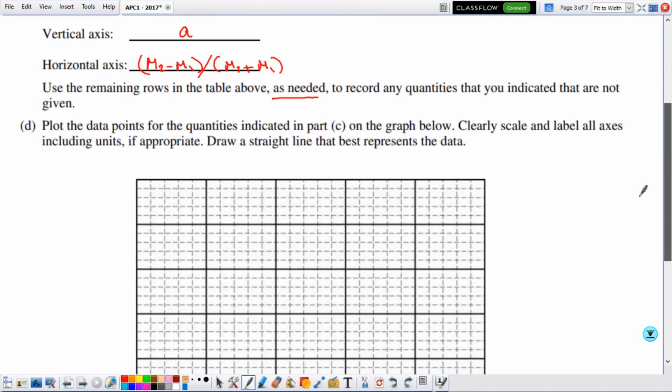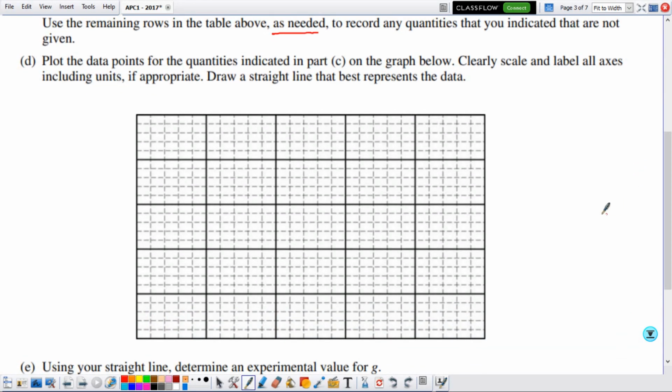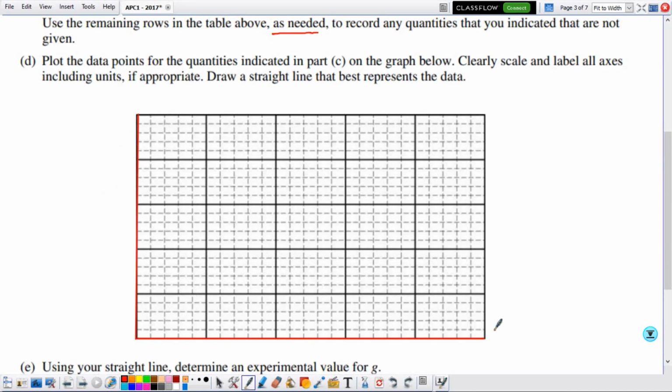Now plot the data points for the quantities indicated in part C on the graph below. Clearly scale and label all axes including units. If appropriate, draw a straight line that best represents the data. So let me draw the x-axis, and let me draw the y-axis. So on the x-axis we agreed to plot the fractional mass given by M2 minus M1 divided by M2 plus M1.